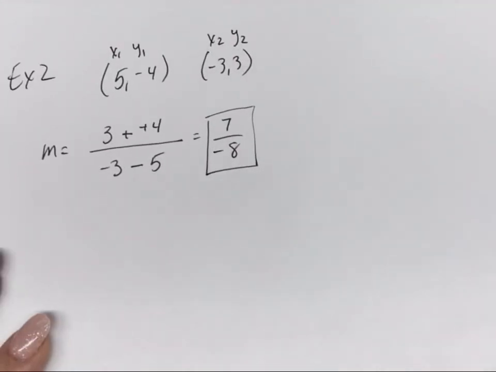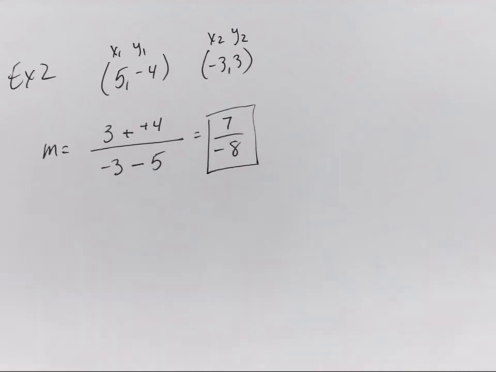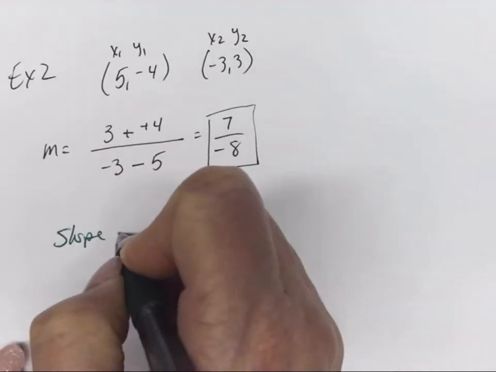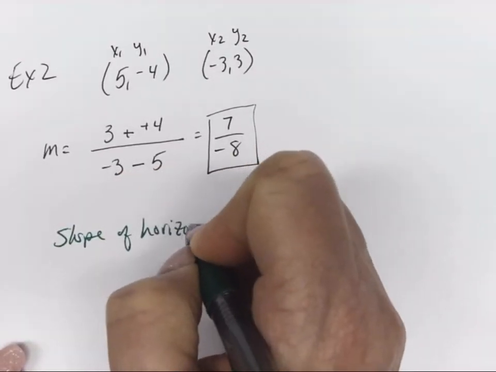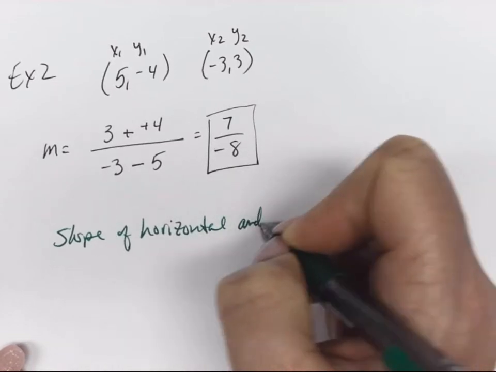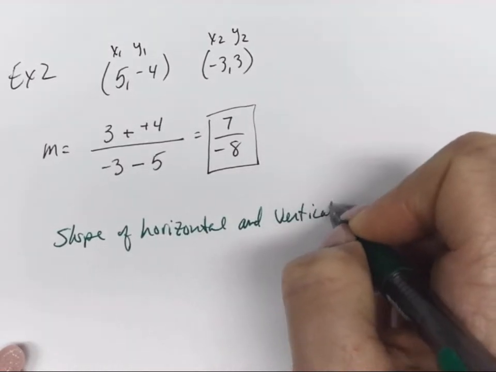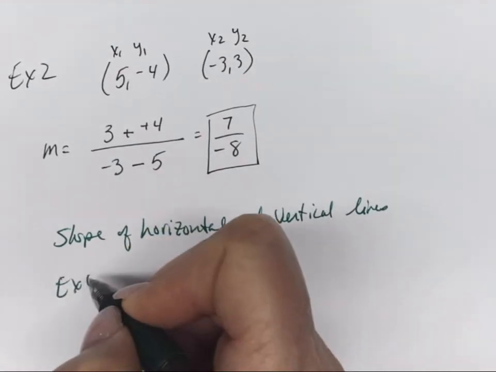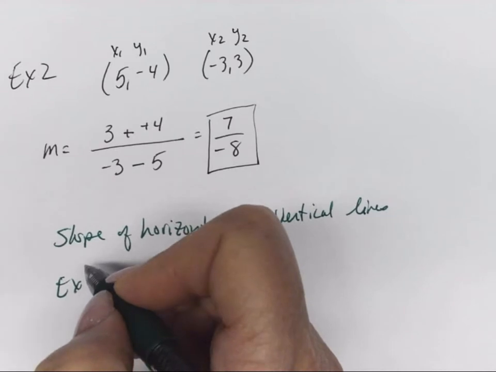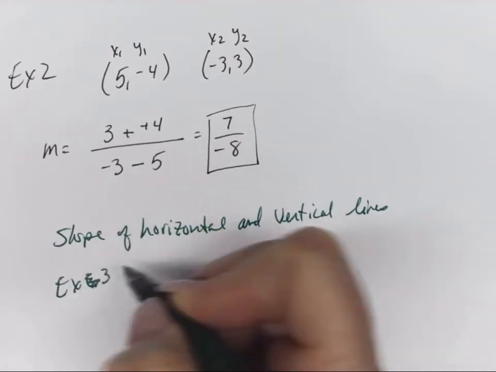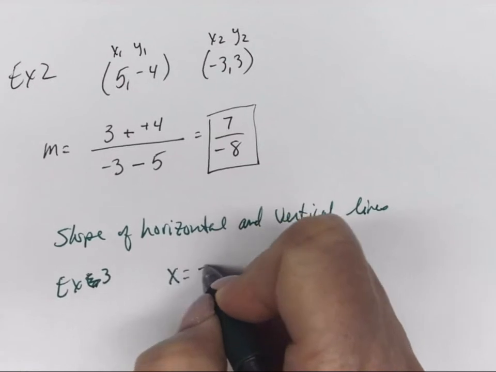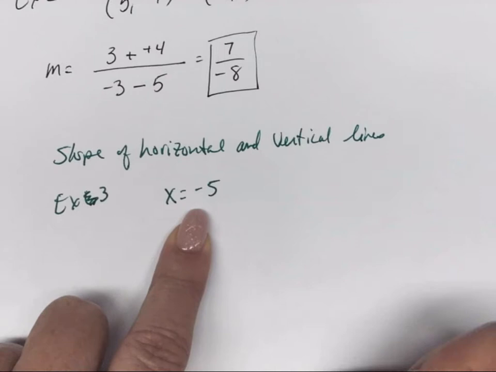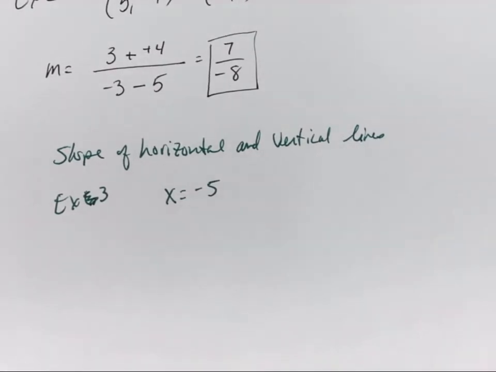All right, let's go look at the slope of horizontal and vertical lines. So for example 6, that would not be example 6, this would be example 3, so sorry, my notes I need to update. If I have x is equal to -5, we need to understand that's a vertical line, it's an x equals, so it will be a vertical line.